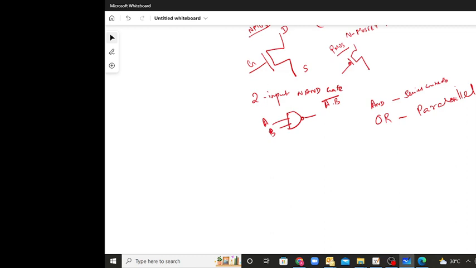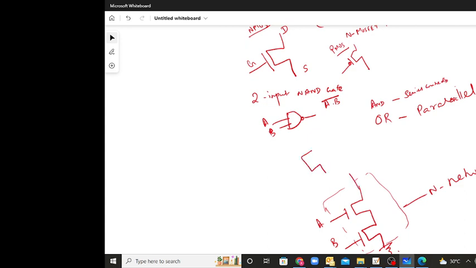Now if there are two inputs, you will need 2 into 2, 4 transistors together: 2 NMOS transistors and 2 PMOS transistors. For the NMOS, that is the pull down circuit, you will have 2 transistors, A and B, in series. The pull down should always be connected to ground. This is the N network. If the N network has a series connection, you convert it into a parallel connection for the PMOS network. You just draw the opposite: if it is parallel, you make it series.